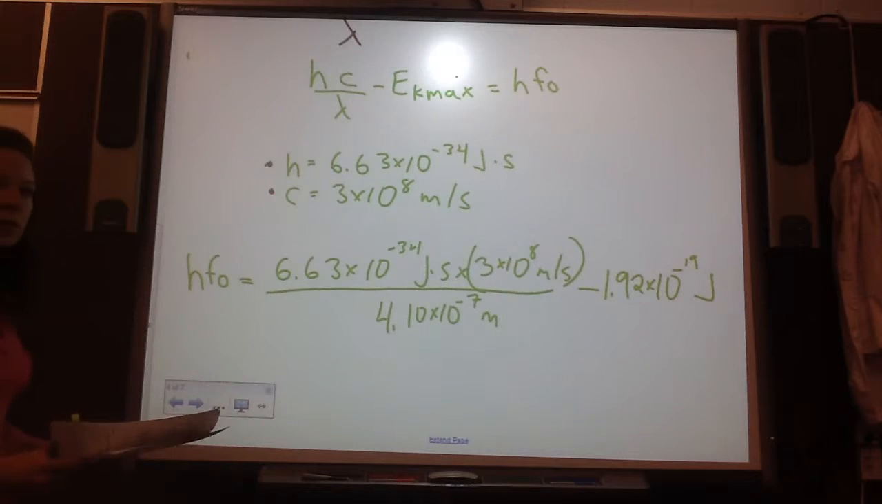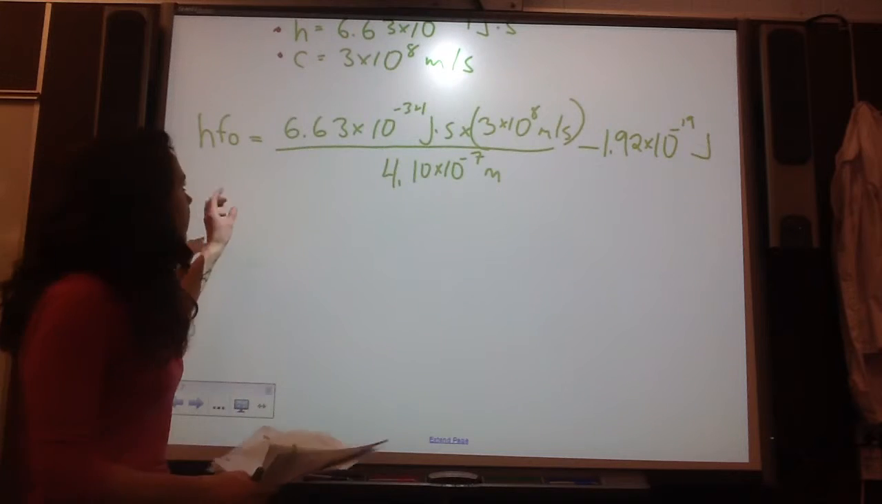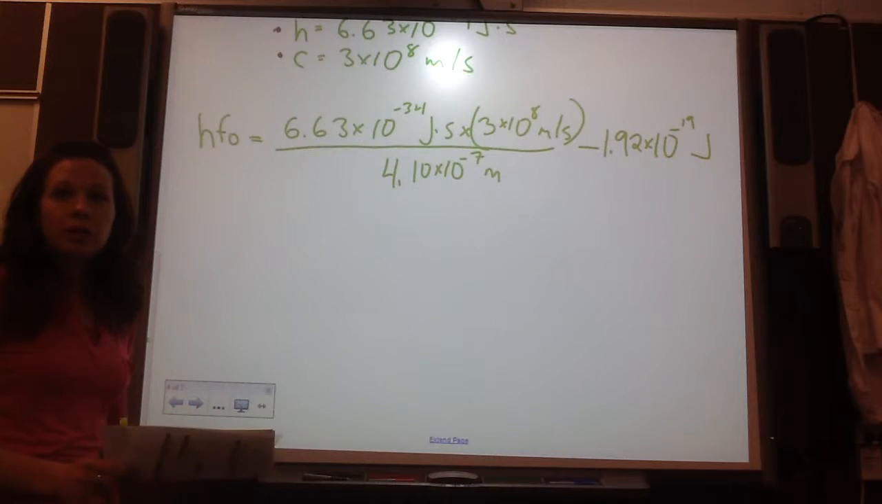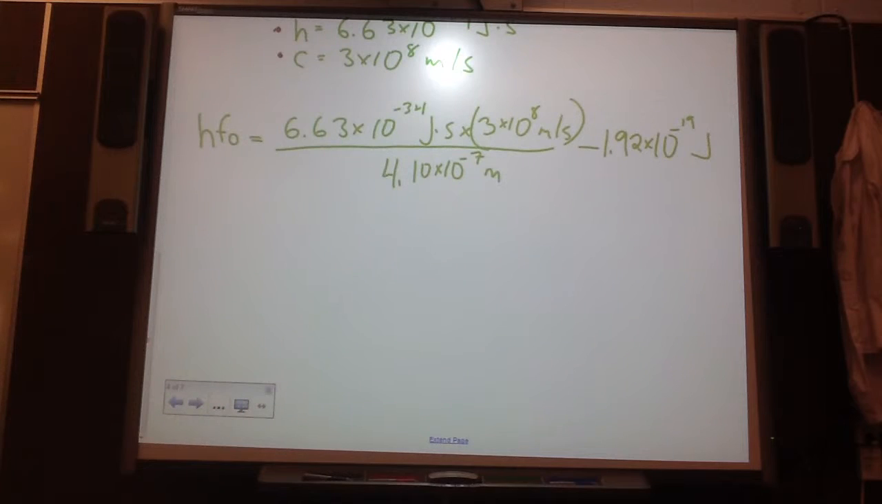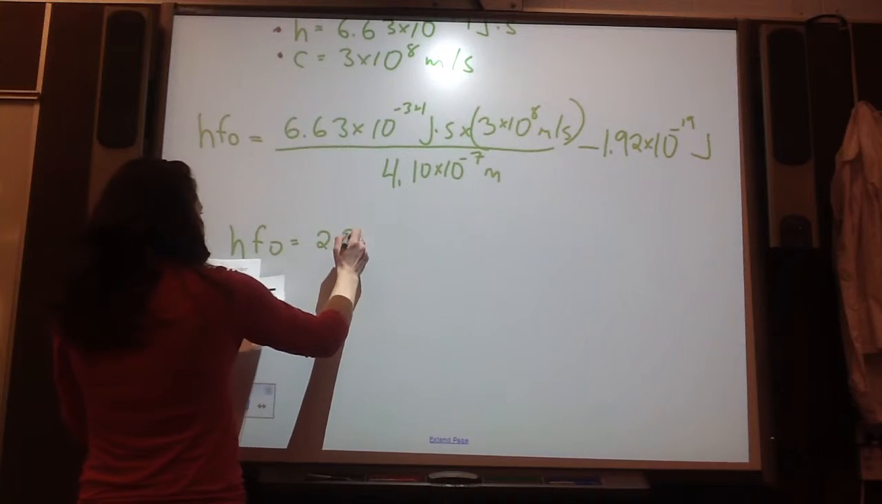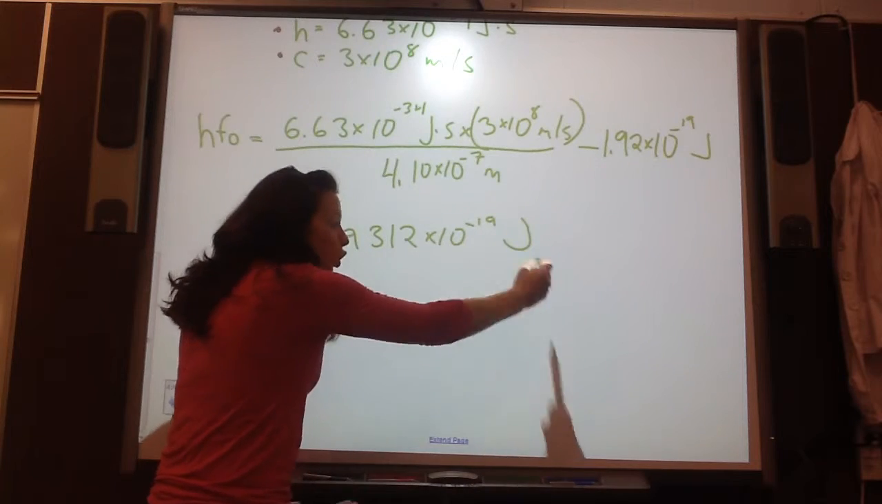And you don't solve for f0? Yeah, we are. I'm just doing it in 2 steps. I guess you could do all of this and then divide it by h, but you can do it differently than me. Yeah, divide by h. I'm just going to do that second, because then I make less mistakes. So did you put this in already? Yeah. What'd you get? Oh, never mind. 2.9312 times 10 to the negative 19. Nice work. And that would be in joules.